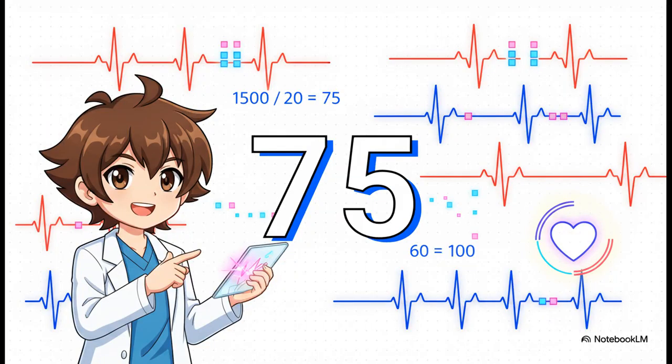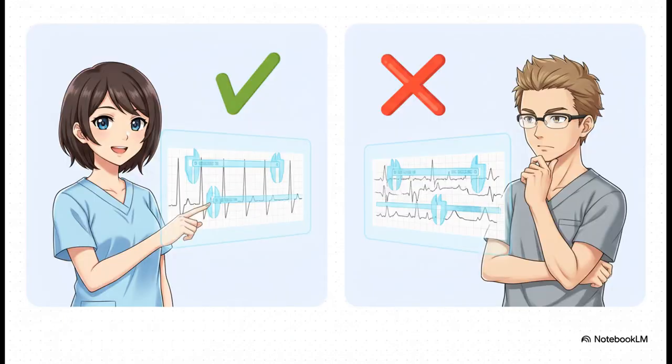Let's do a quick example. Say you count 20 small squares between the R waves. So you take 1500, divide it by 20, and you get 75 beats per minute. And since we know normal is between 60 and 100, hey, that's a perfectly normal heart rate. Easy, right?